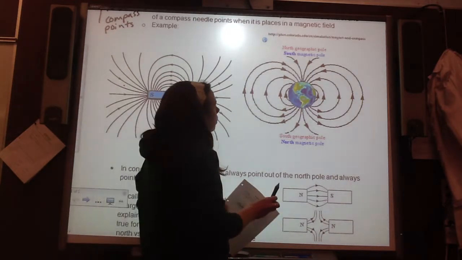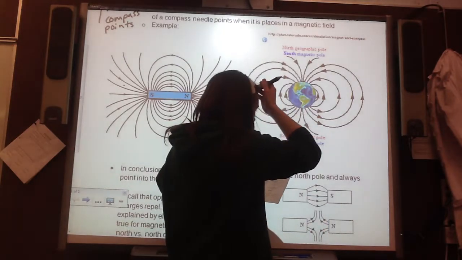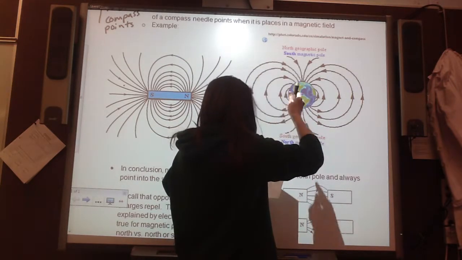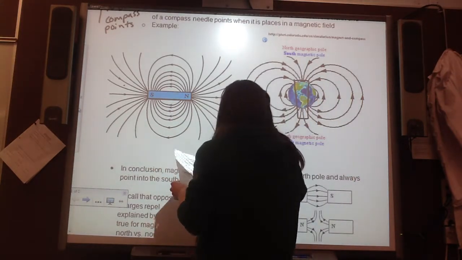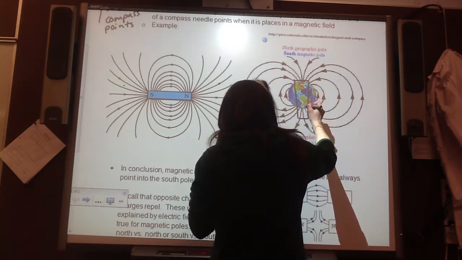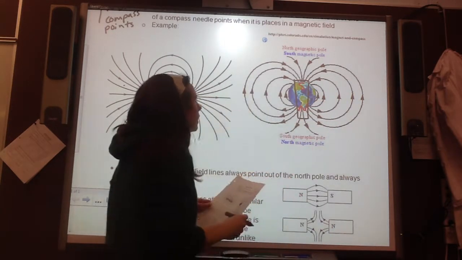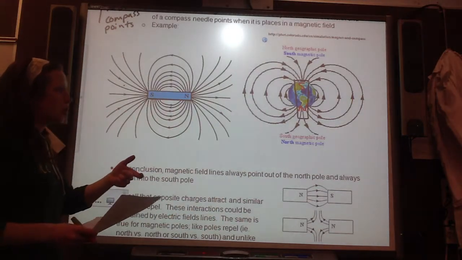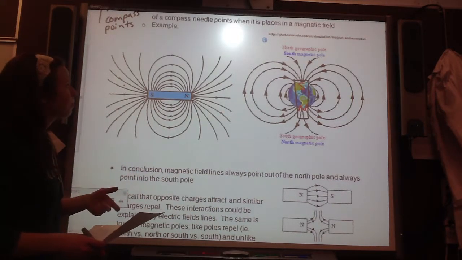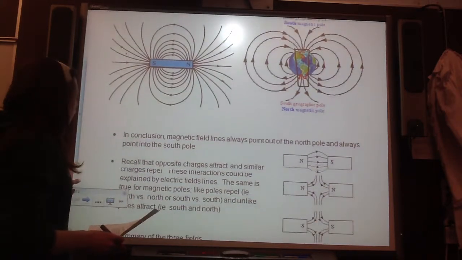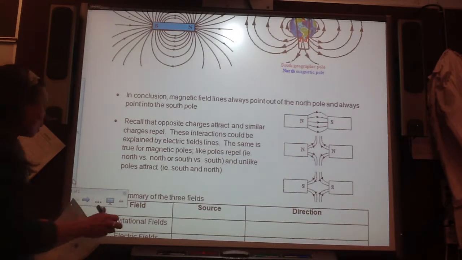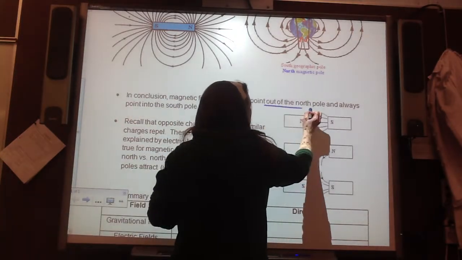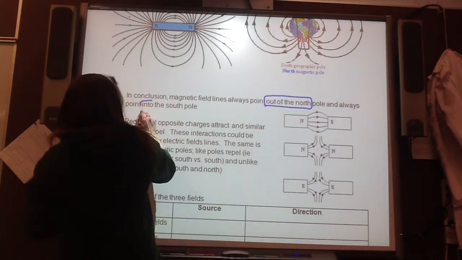Now, when we think about Earth, the planet is like a bar magnet. If we had our bar, this is the south magnetic pole, and here's the north magnetic pole. So it's flipped in terms of geographic poles, okay? So in conclusion, magnetic fields always point out of north and always point into south. So always out of north and always into south.